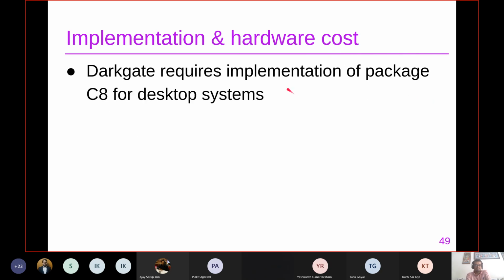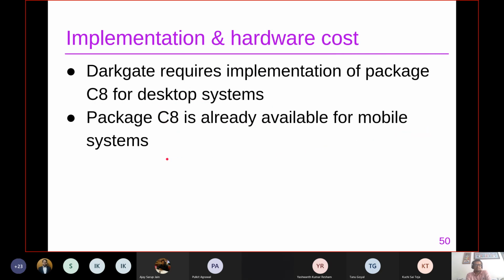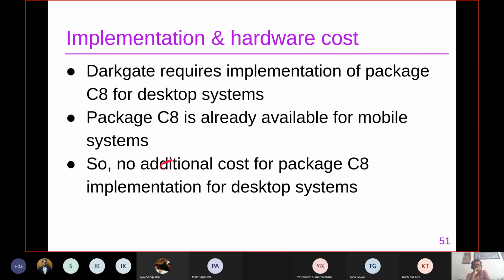Then, getting into the hardware cost for package C8: since package C8 is already available for mobile systems and the firmware is already available, we need not have any additional cost for supporting package C8 for desktop systems. It's just a very slight variation in the firmware.